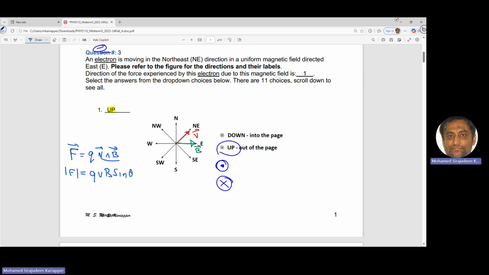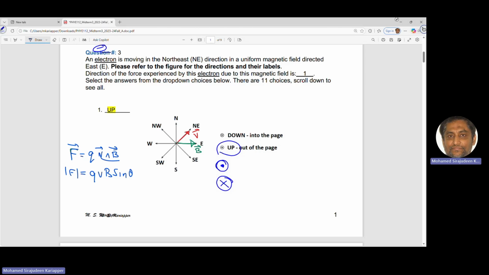So you take your right hand, stretch the fingers in the direction of the first vector, which is V. It is important, V is the velocity. So you put it in the direction of the velocity and try to curl your fingers towards the magnetic field. You should keep the palm so that you should be able to curl in this plane, the VB plane.